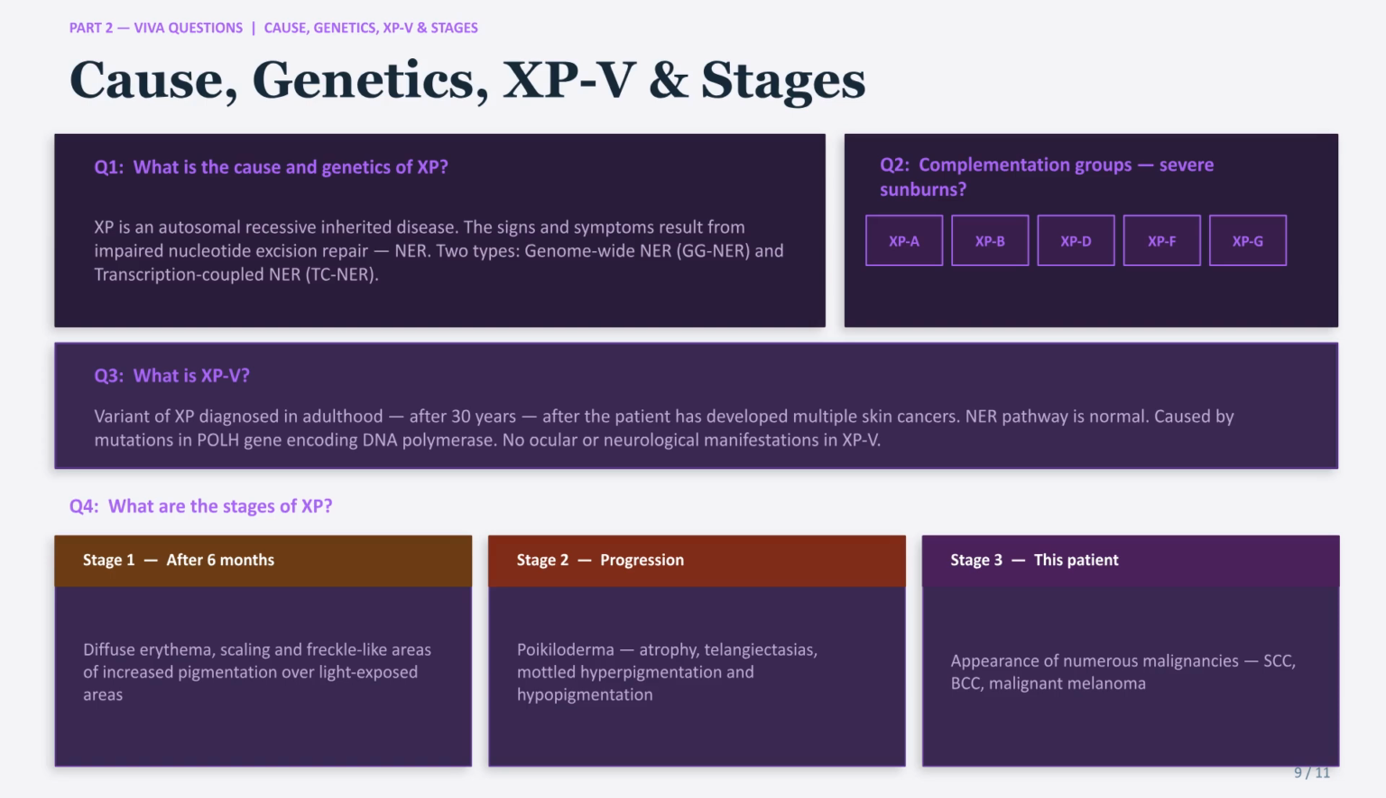The examiner asks, what are the stages of XP? XP passes through 3 stages. Stage 1 appears after 6 months. It is characterized by diffuse erythema, scaling, and freckle-like areas of increased pigmentation over light-exposed areas. Stage 2 is characterized by poikiloderma, which consists of atrophy, telangiectasias, and mottled hyperpigmentation and hypopigmentation. Stage 3, appearance of numerous malignancies, including SCC, BCC, and malignant melanoma.